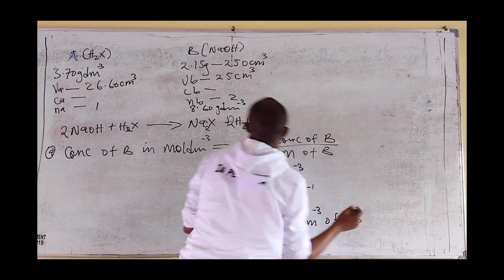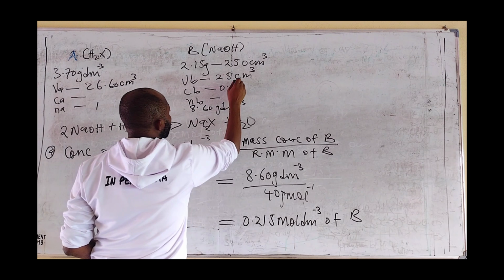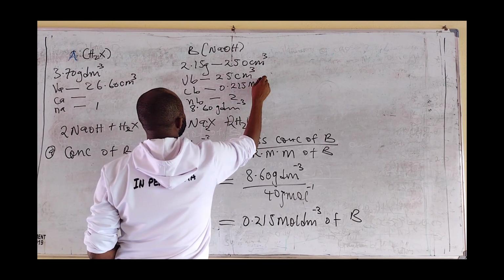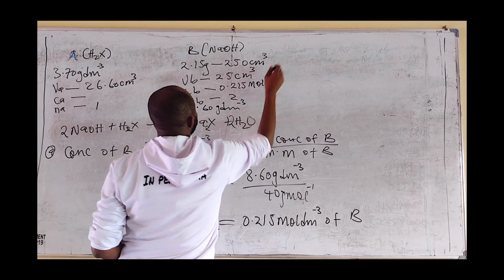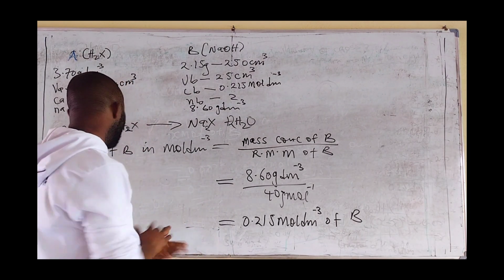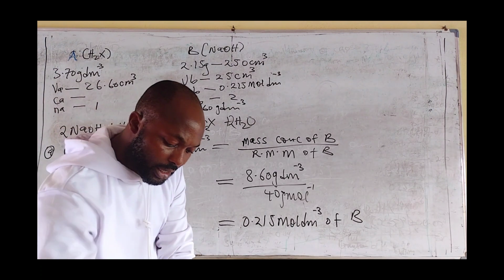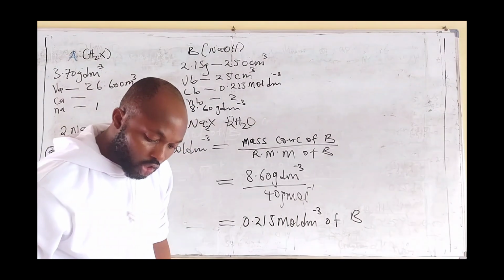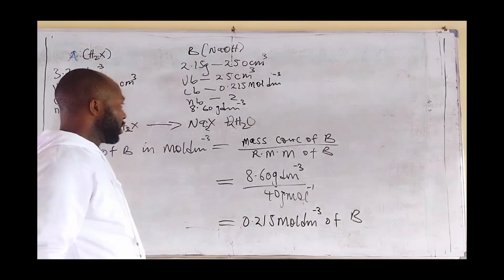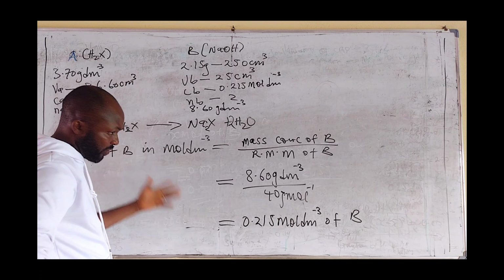of B. So here, CB is 0.215 mole per dm³. So we've gotten the molar count of the base. Next question says the concentration of acid in mole per dm³. They are now asking us to get the molar count of the acid.